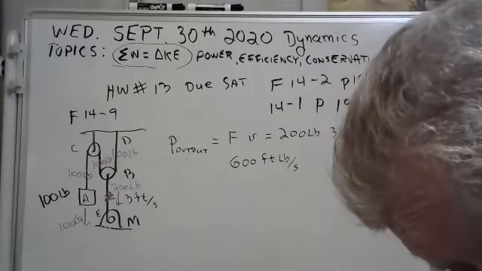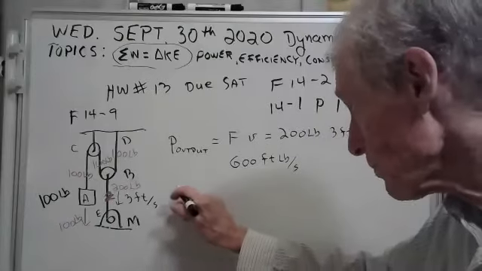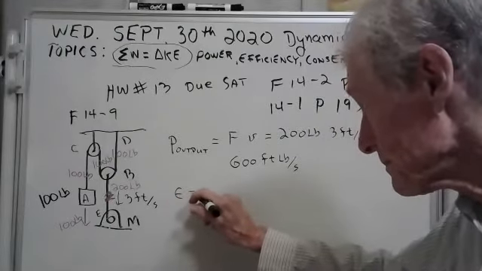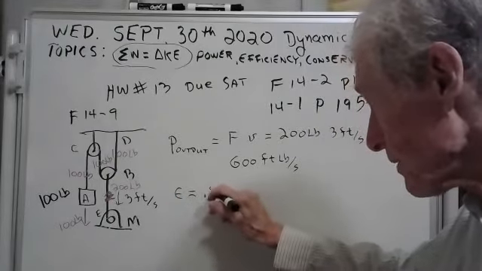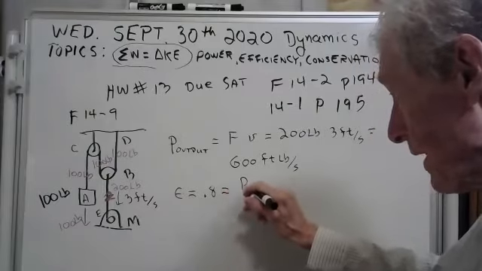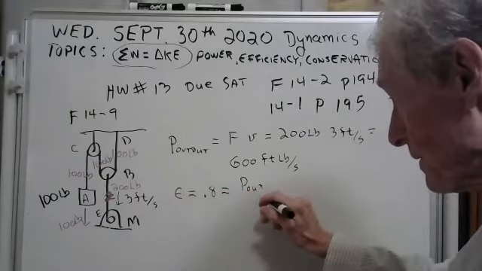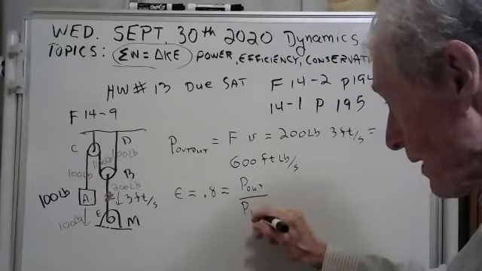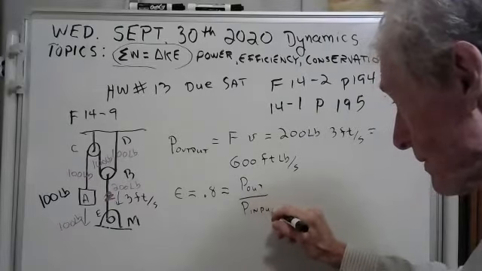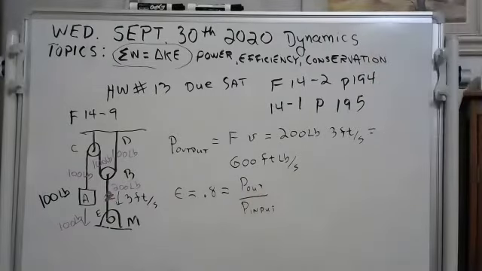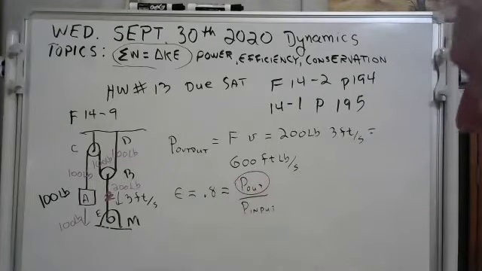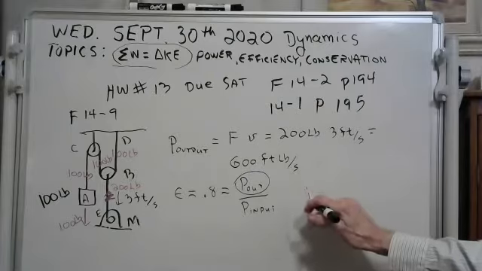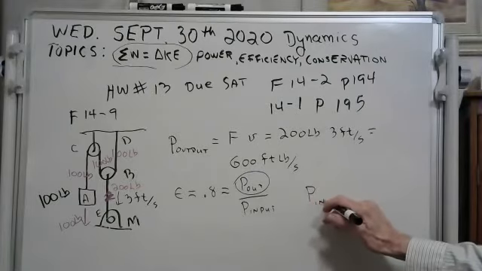Now, if you read the problem, they said the efficiency is 0.8. What that means is the output power divided by the input power is 0.8. But see, we know the output power, so you can solve for the input power.